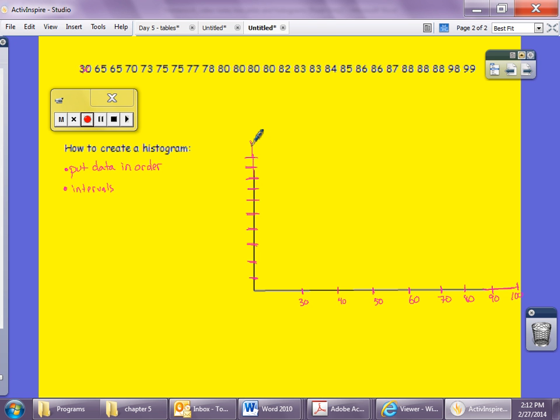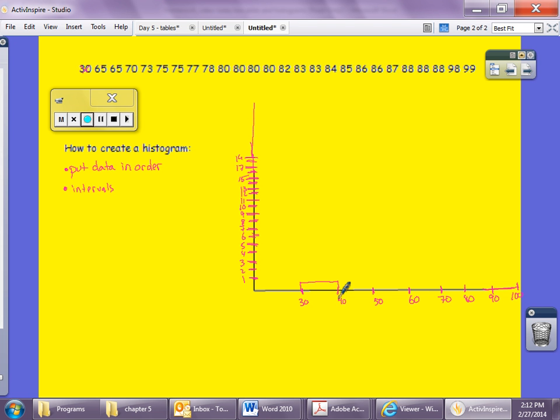So I'm going to count up to 10. 1, 2. Make these a little bit smaller. All right. So from 30 to 40. 1, 2, 3, 4, 5, 6, 7, 8, 9, 10, 11, 12, 13, 14, 15, 16, 17. We're just counting by ones up here. So 30 to 40, there's one number.